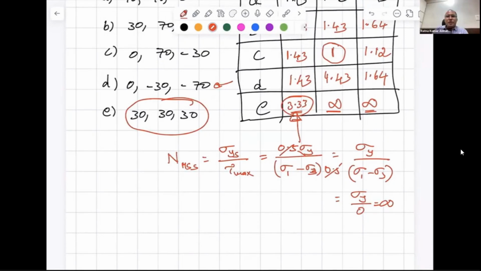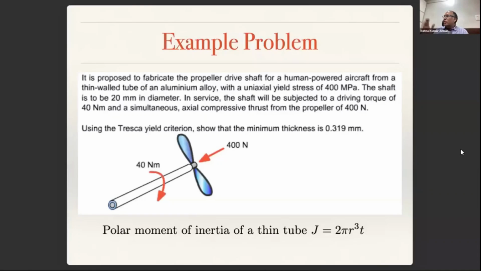So let me give you another problem. This is a more realistic problem. Try to read and work it out. I will not extend any help now, but I would like you to try.